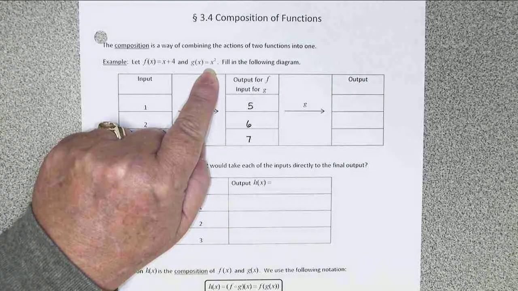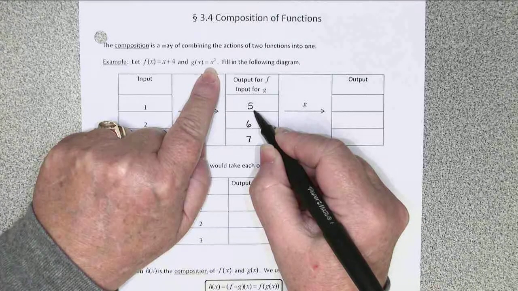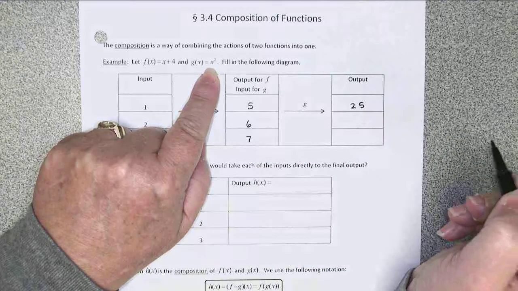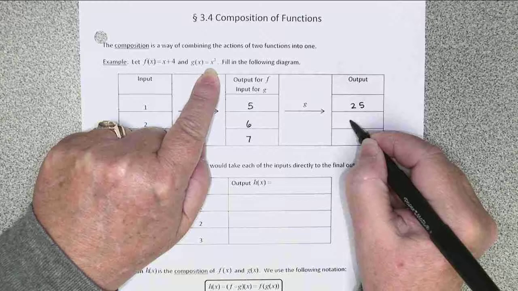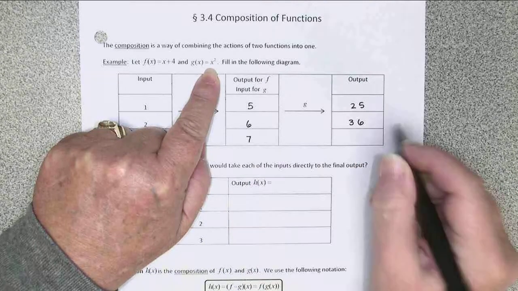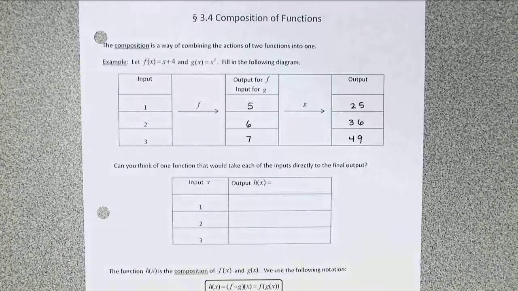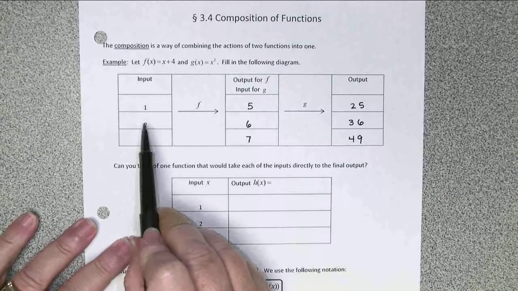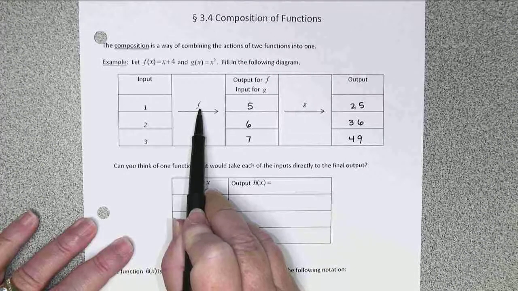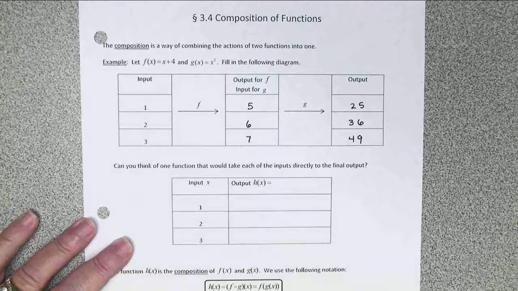These are definitely outputs for f, but I'm now going to use these outputs as the inputs into the g function. So if I plug 5 in for x here in the g function, I would get 5 squared, or 25. Plugging in 6, 6 squared is 36. And finally plugging in 7, 7 squared gives me 49. So we've got this sort of sequential thing going. Into f, out of f into g, and finally out of g.